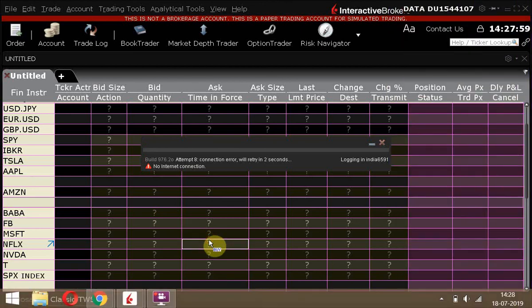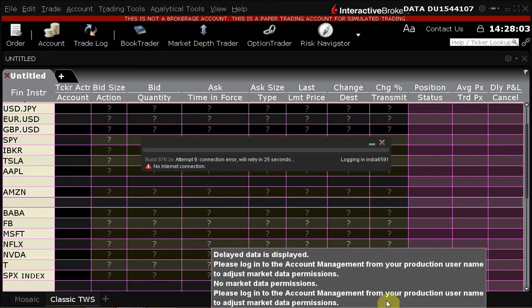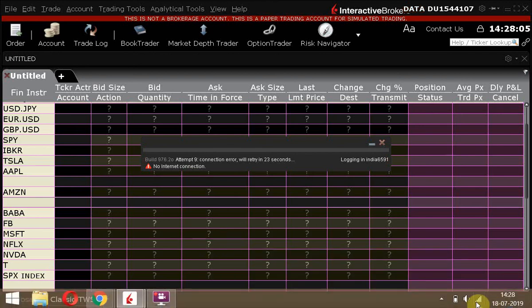Okay, let's try and continue whatever we can do without. It's connected now. Hopefully the data will come back. There should not be no internet access. I don't know why this is showing no internet access.